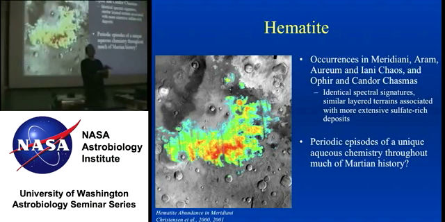So these are layered terrains, and the hematite seems to be associated with a relatively thin layer of maybe 50 or 100 meters within a much more extensive stack of deposits. And so I'm not sure anybody really knows what it means, but what it seems to be saying to me is that this might be indicating periodic episodes of a unique aqueous chemistry throughout much of Martian history, because these different areas seem to span quite a range of ages, from late Noachian to early Amazonian.